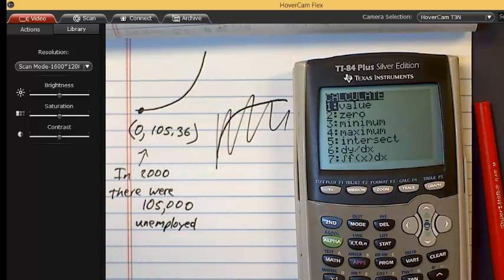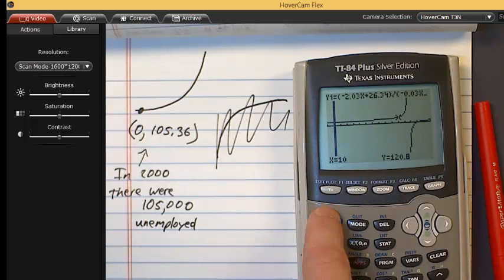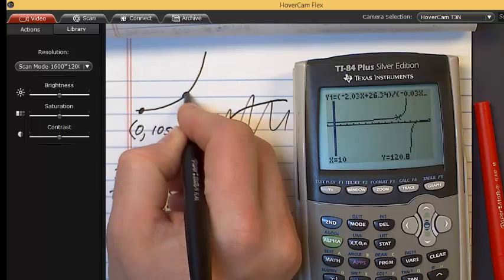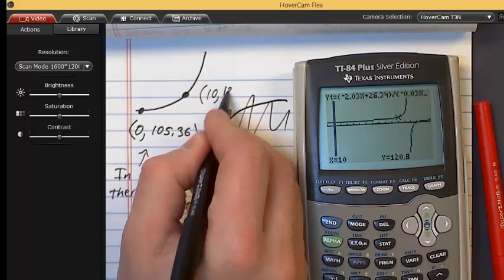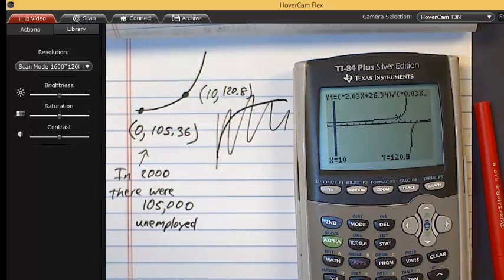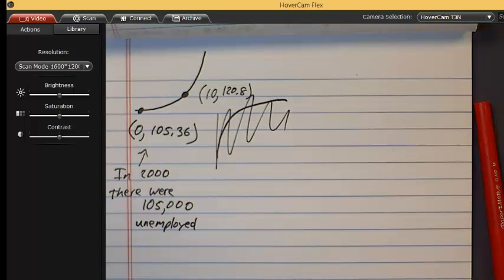Second, calculate a value of 10, 120.8. Let me just do second, calculate a value. Well, that'll be it. Okay. So over here we have 10, and we have 120.8, right? So let me ask you, do we have more unemployed or less unemployed? We have more unemployed, right?